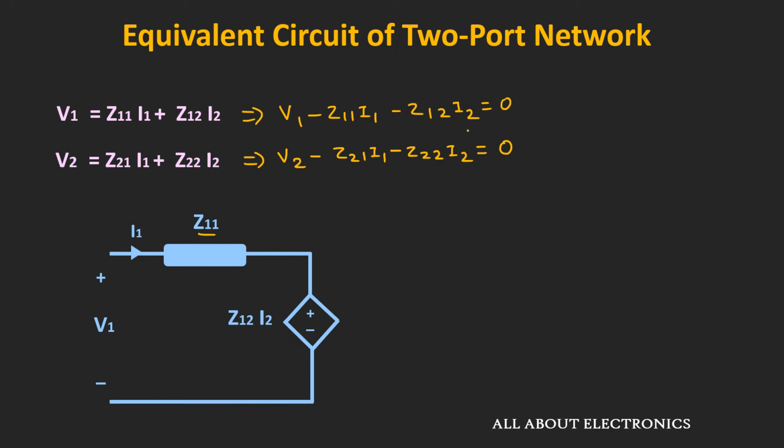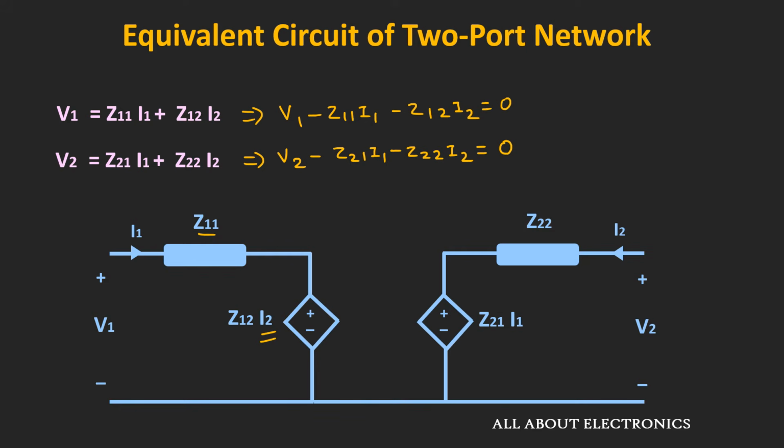If you see the third term, there is a current I2. That means it represents the dependent source. To be precise, it is the current controlled voltage source whose voltage depends on this current I2. Similarly, in the second expression, the voltage V2 is the voltage on the output port, while the term Z22 I2 is the voltage drop across the impedance Z22. And this Z21 I1 is the current controlled voltage source.